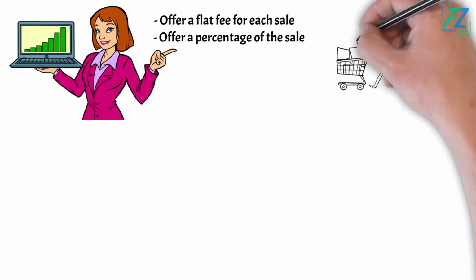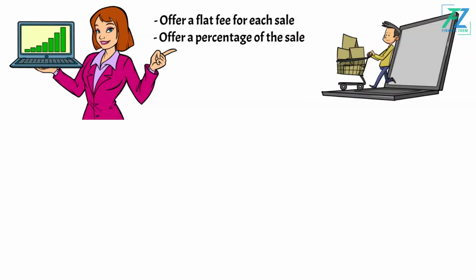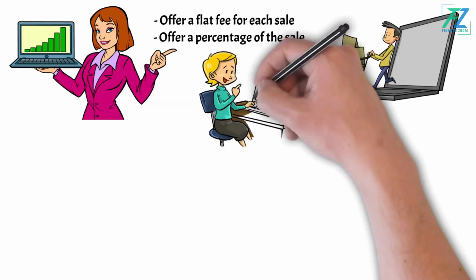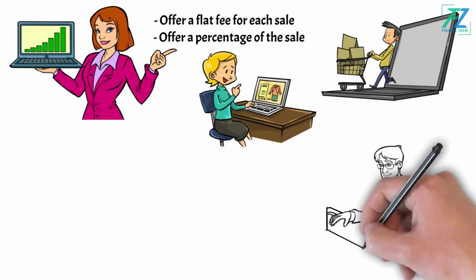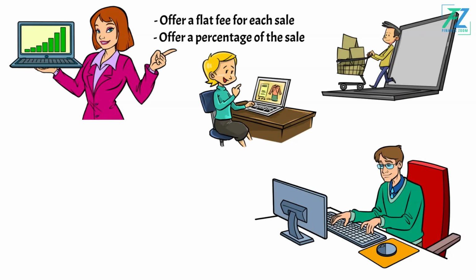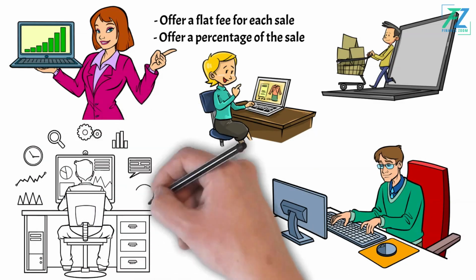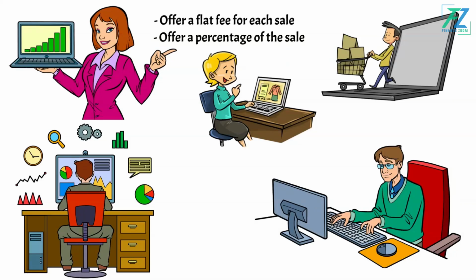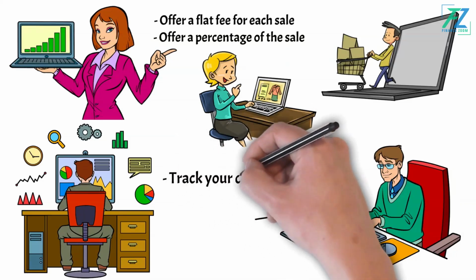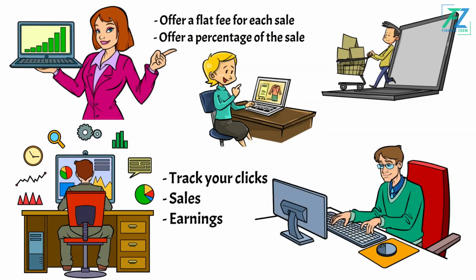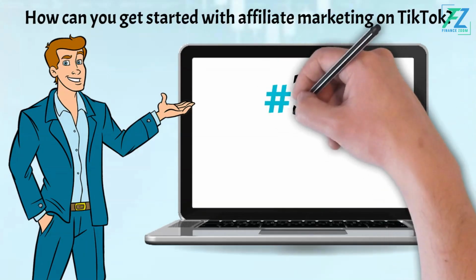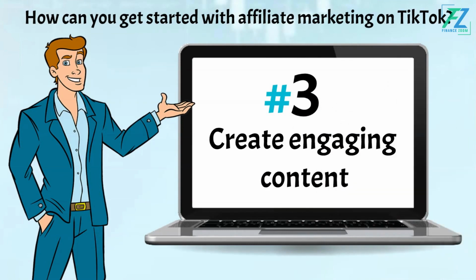It's also important to consider the products themselves. Are they high quality and something that your followers would be interested in? Take the time to research the products and make sure they align with your brand and values. Finally, consider the program's tracking and reporting tools. You'll want to be able to track your clicks, sales, and earnings so you can see how your efforts are paying off. Number 3, create engaging content.